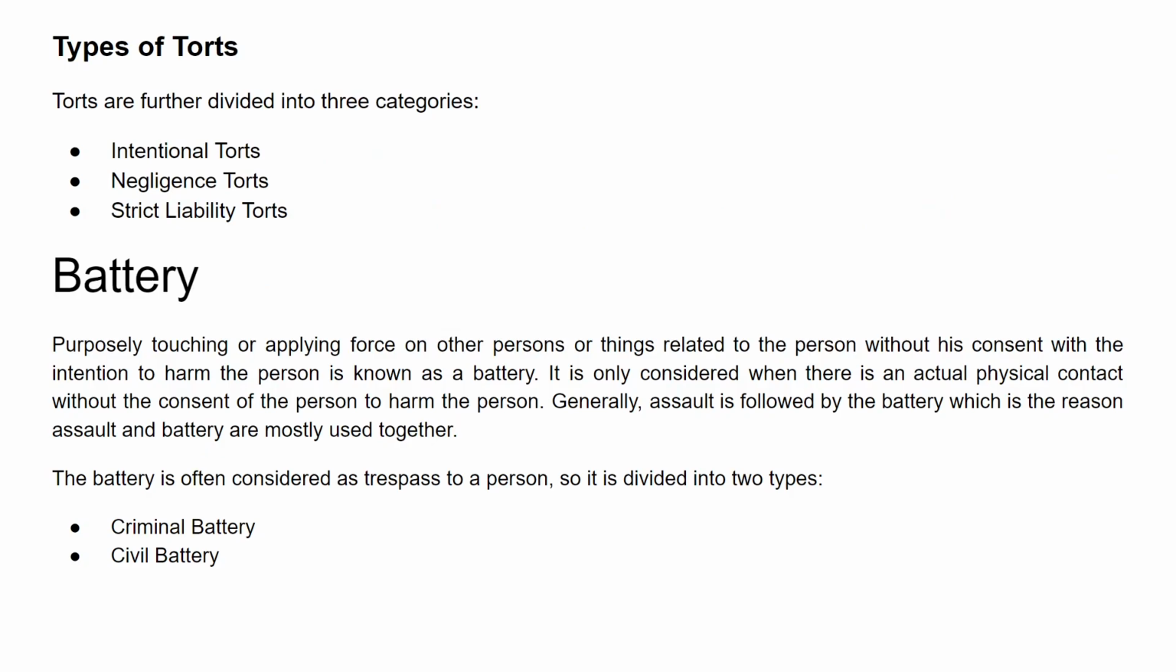Purposely touching or applying force on other persons or things related to the person without his consent with the intention to harm the person is known as a battery. It is only considered when there is an actual physical contact without the consent of the person to harm the person. Generally, assault is followed by the battery, which is the reason assault and battery are mostly used together.